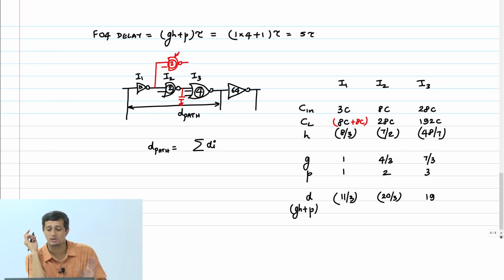Okay, so here the only thing that will change is the load capacitance of I1 will become 16C instead of this thing. Therefore the H for I1 will change. For I2 the H will remain the same.